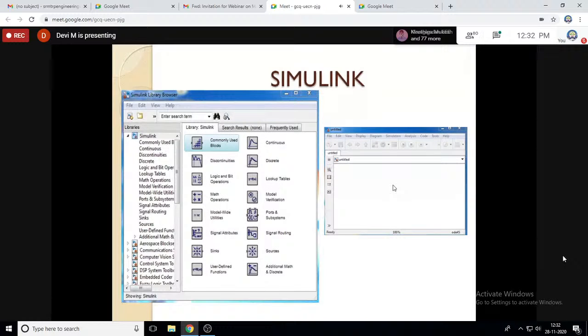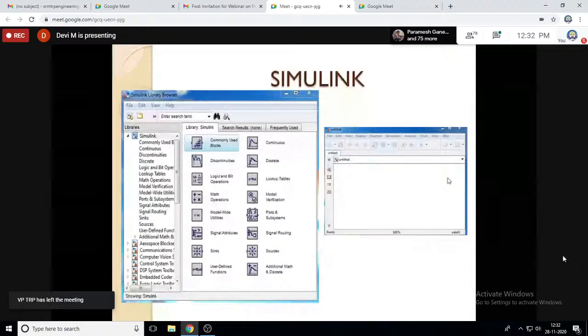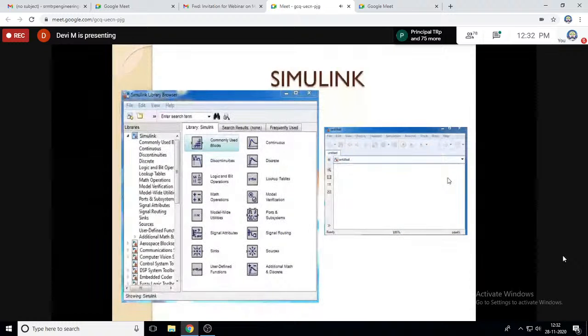So here I have shown you my library browser. These are my toolboxes. You have n number of toolboxes over here. So this is my untitled Simulink. Here I'm going to have two examples. One is a basic diode-based example, and the second is an upgraded version, like solar. I'm going to show only two things.